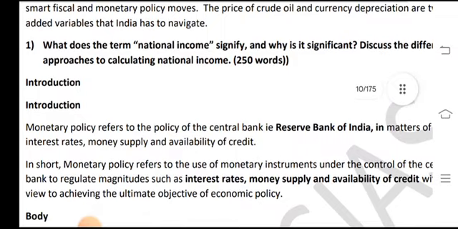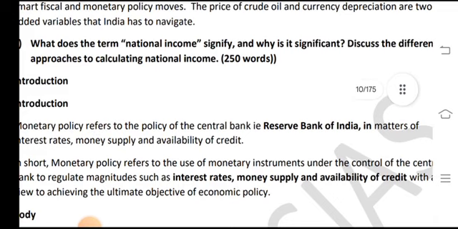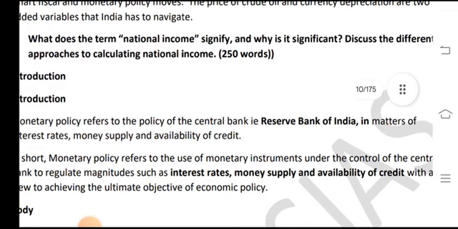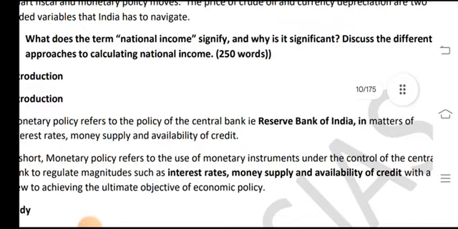The price of crude oil and currency depreciation are two added variables that India has to navigate. What does the term national income signify and why is it significant? Discuss the different approaches to calculating national income, in 250 words.